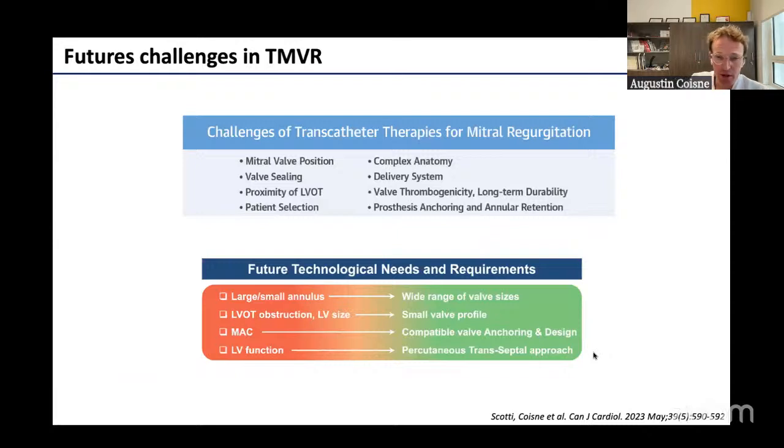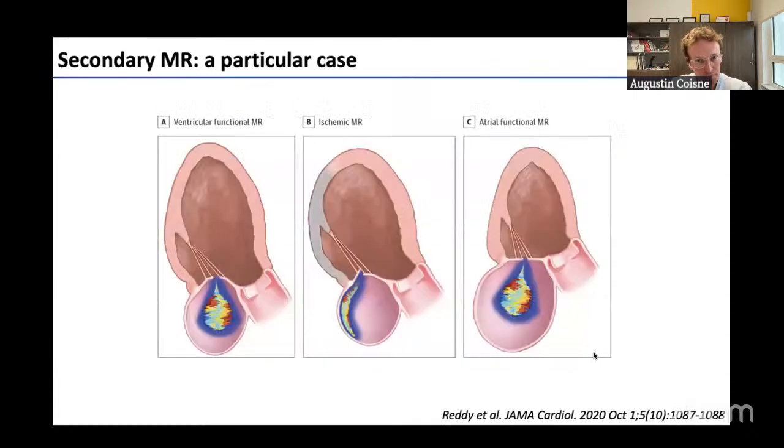And Andrea published once again this important summary of the challenges of TMVR for MR. In the future, we need to have a wide range of valve sizes with a small valve profile, with compatible valve anchoring and design. And of course, we need to move toward a transseptal approach to avoid patients with very poor left ventricular function. So I wanted to present you these criteria, which are mainly anatomical criteria for patients with primary MR.